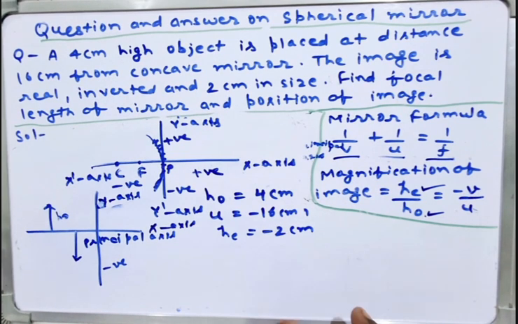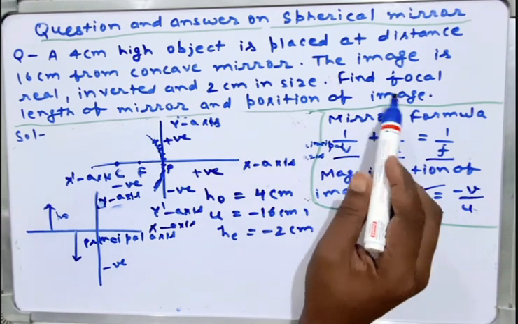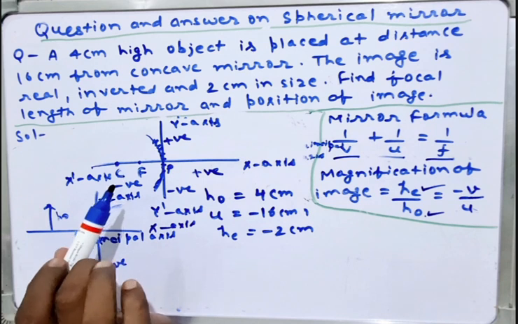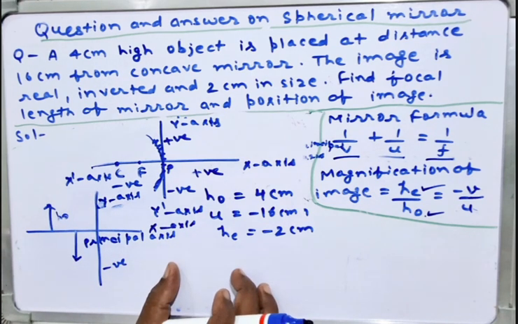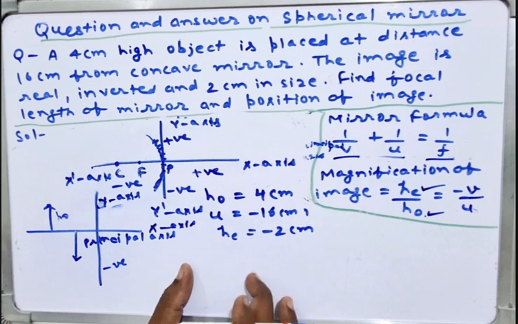Okay, and now the question is asking: find the focal length of the mirror and the position of the image. It means what will be the focal length and the distance between the image and the pole. Okay, it will give you the position of the image.